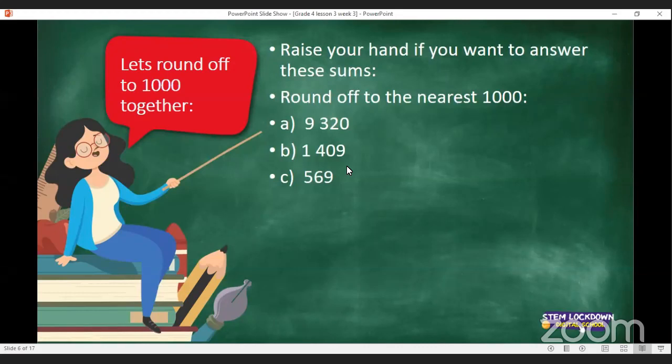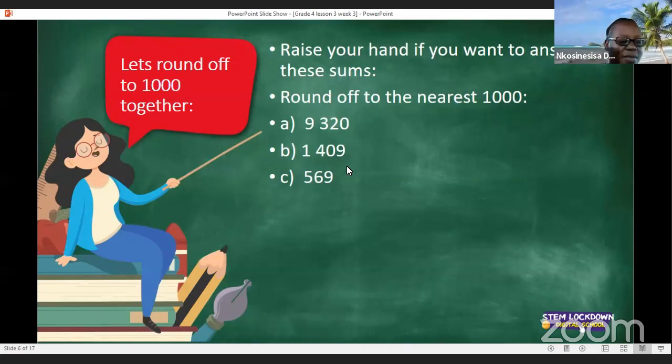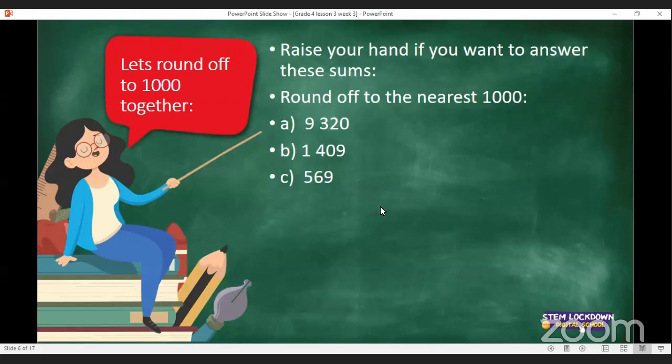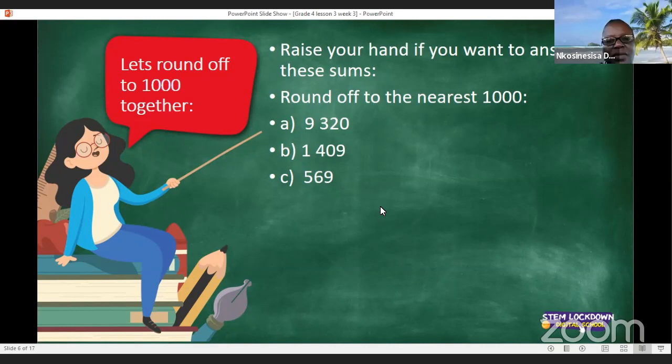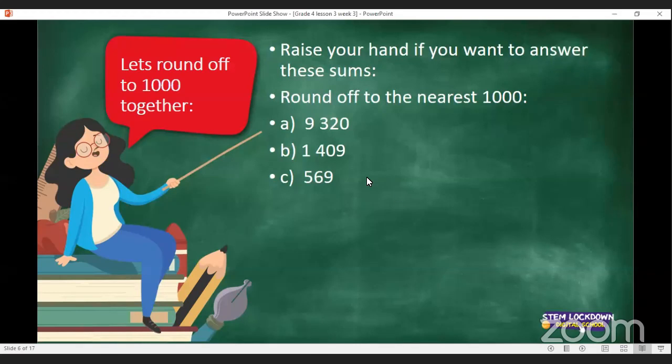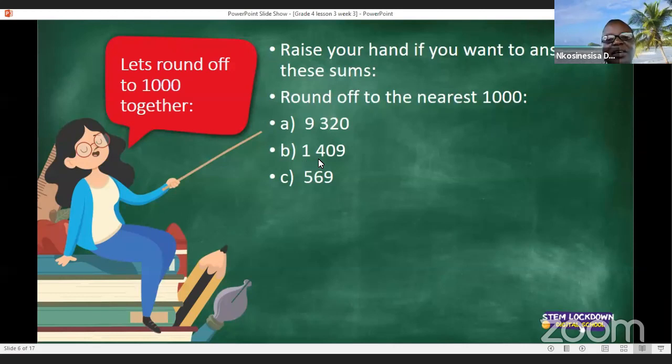Ave, you are unmuted. Let's go to Buchilo. Yes, Buchilo, you are unmuted. You can start talking. So the number that you're looking at is 1,409. What is the first step?